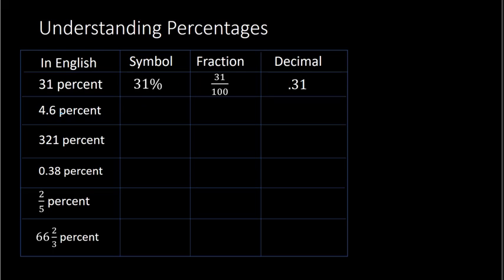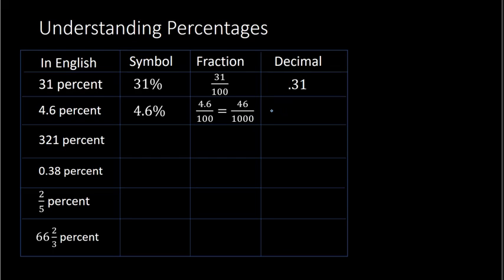Looking at the next one, 4.6%. I can write this with the percent symbol as 4.6 and then the percent sign. As a fraction, this would be 4.6 divided by 100. And I can rewrite this, if I wanted to, by getting rid of the decimal. So I can move it over one place to the right by multiplying by 10. Do the same thing to the bottom, multiply by 10. And I get 46 over 1,000. And then you can always reduce as well if you wanted.